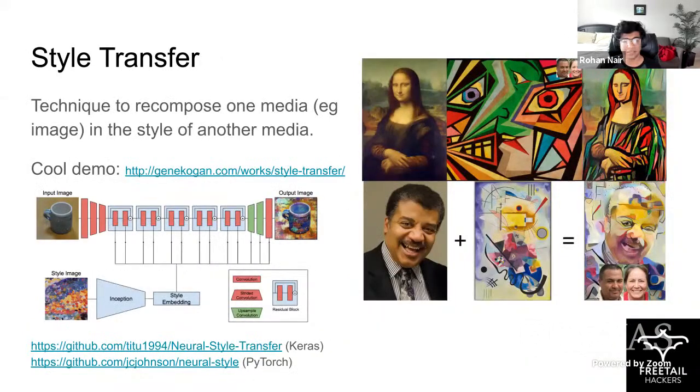And then there's this other cool application, which is style transfer. The idea is we have some sort of source media, and then we have a style image that we want to transfer onto that source. We encode that style image using a style embedding and feed it into a model. We have an input image that we also feed into this model, and we output some combination of the two. You can see some really cool pieces of art that have been generated here by a style transfer model. There's a link to a cool demo here, and also some implementations for how to actually go about doing this in both Keras and PyTorch.